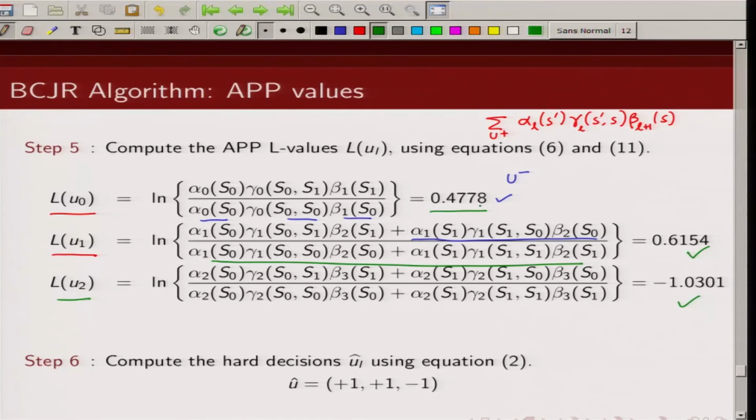So, this is 0.4778, which is greater than 0, so we decide in favor of plus 1. This is greater than 0, so we decide in favor of plus 1, and this one is less than 0, so we decide in favor of minus 1. So, then the final decoded bits are plus 1, plus 1 and minus 1.